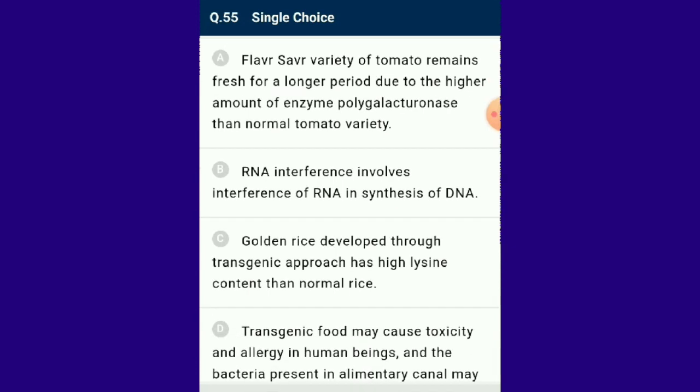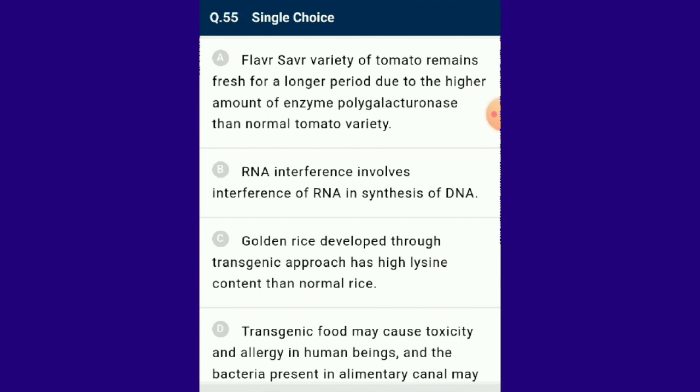B. See the statement B. RNA interference involves interference of RNA in synthesis of DNA. That is also a wrong statement. RNA interference takes place in all eukaryotic organisms as a method of cellular defense. RNA interference is a gene silencing method where the mRNA of the parasite is not able to express due to the presence of complementary RNA. So there is no protein formation. So that is also a wrong statement.